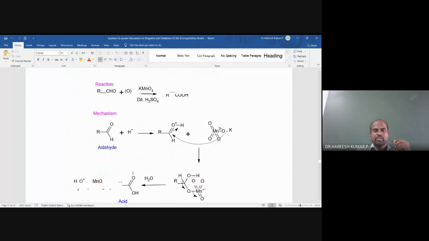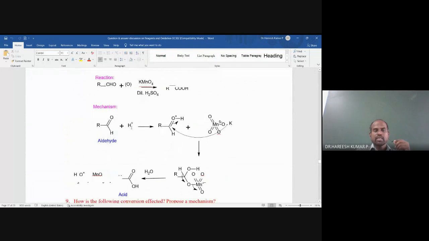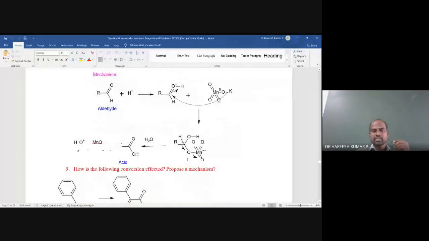If you are looking into the mechanism, initially a lone pair present on the oxygen can abstract a proton, forming an intermediate. At this intermediate, potassium permanganate will react here, forming an intermediate like this. Then the alpha proton is going out, the bond pair is coming over, and this will go out. So that is how the aldehyde is converted into carboxylic acid.